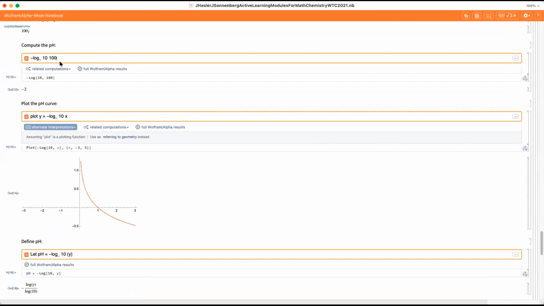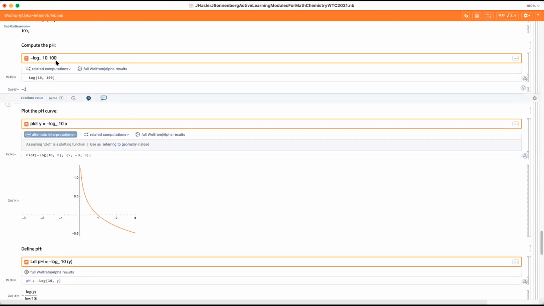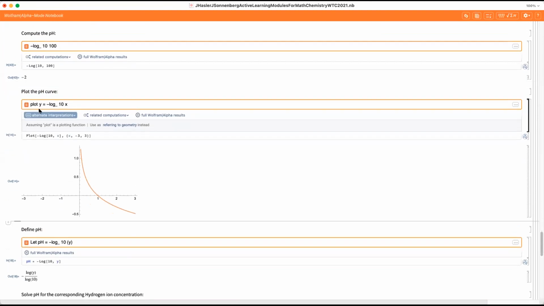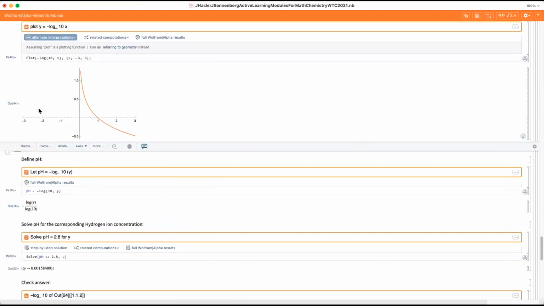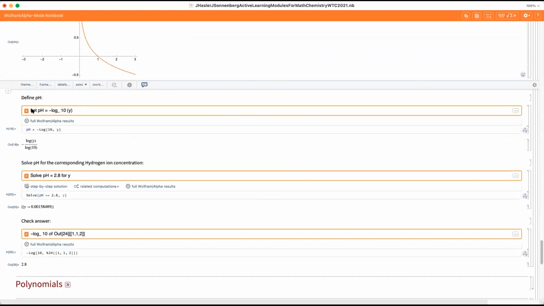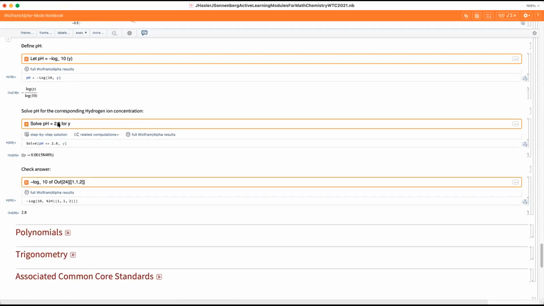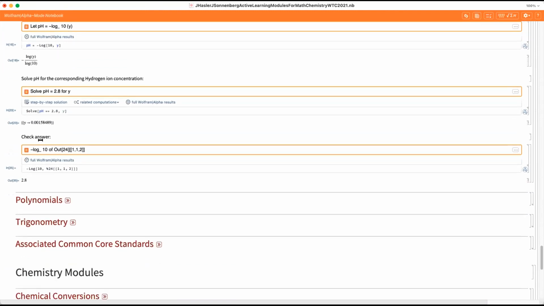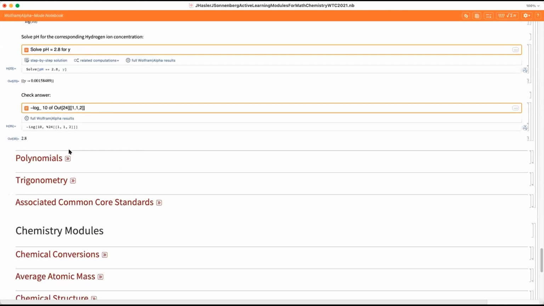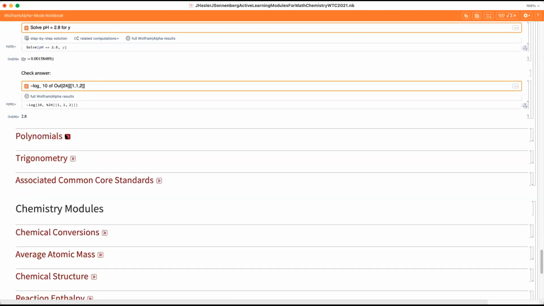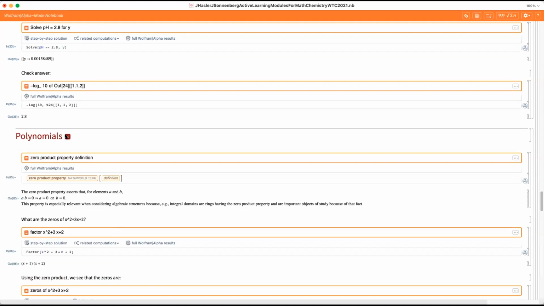You could set up an activity on computing the pH. So you could compute the negative log base 10 of 100. You could plot a pH curve. You can again define variables. So we don't have to say set pH. We could also say let pH equal. You could solve the pH for the hydrogen ion concentration. You can check your answers again. So that is logarithms. What's quite useful in Notebook Edition is we've implemented a lot of interactive visualizations.